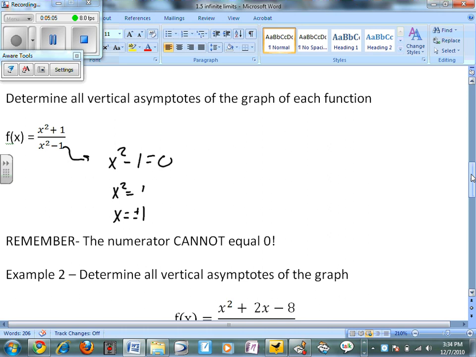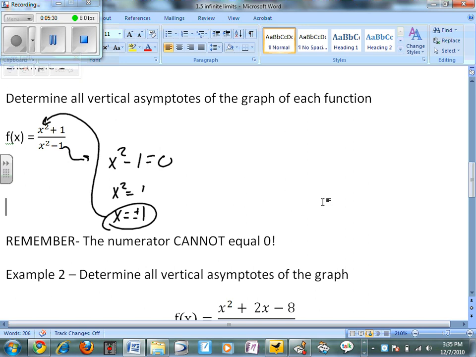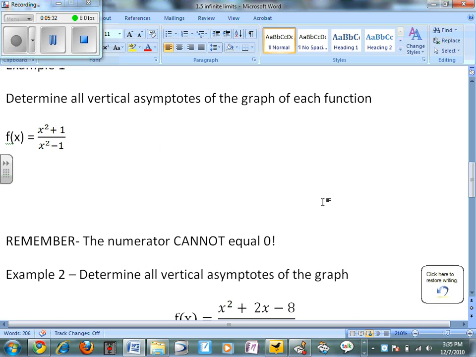Now I know that because if I plug plus or minus 1 in here, it's not going to make the numerator 0 either. It'll make the denominator 0, but the numerator will be some number. So it's got to be some number over 0. When I plug 1 in, 1 squared is 1, I get 2 over 0. When I plug negative 1 in, I get 1 plus 1 is 2 over 0. So at x equal to plus 1 and x equal to minus 1, we have a vertical asymptote. Remember, the numerator cannot equal 0. A nice little note for you right here.